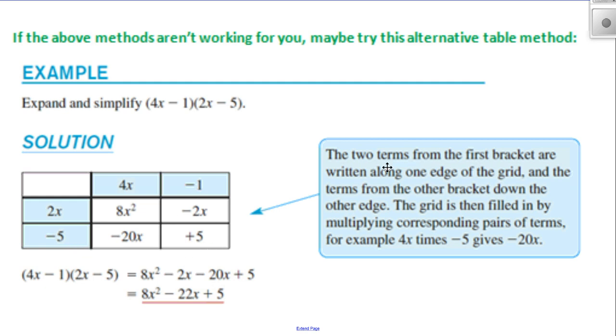And so on. They've tried to sort of mention that a bit here. So therefore you've got 8x squared minus 2x plus 20x minus 5, and then you combine like terms. So the mathematics behind it is the same. It's just that it's set up in a slightly different kind of way.